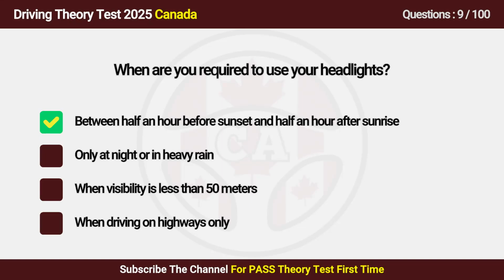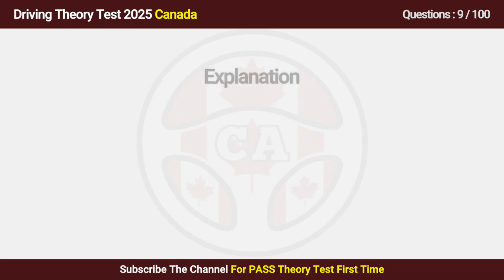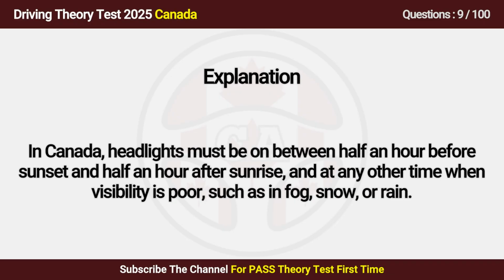Answer is A, between half an hour before sunset and half an hour after sunrise. In Canada, headlights must be on between half an hour before sunset and half an hour after sunrise, and at any other time when visibility is poor, such as in fog, snow, or rain.